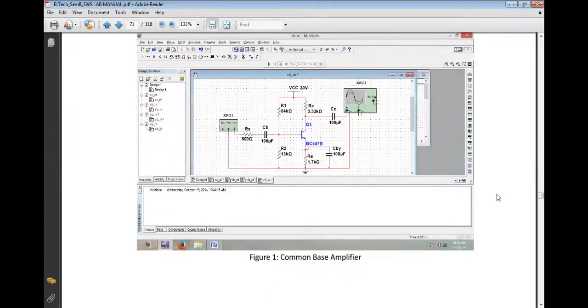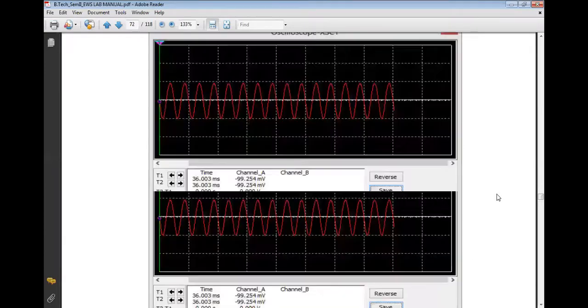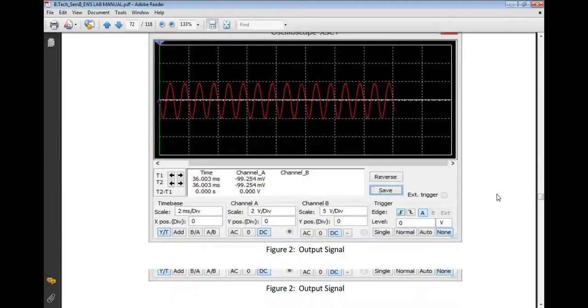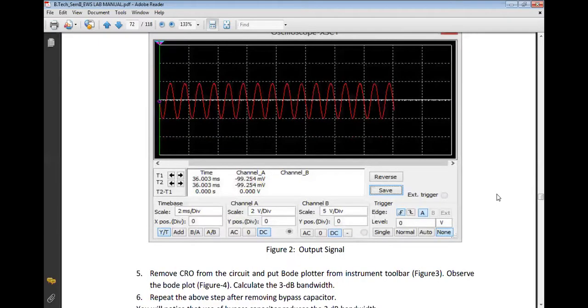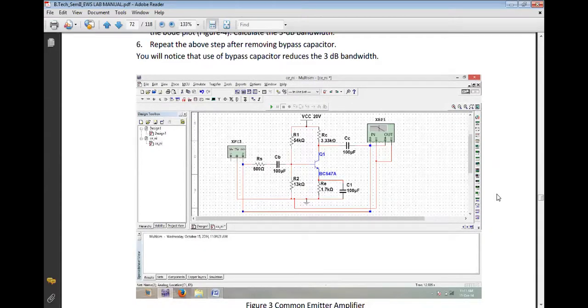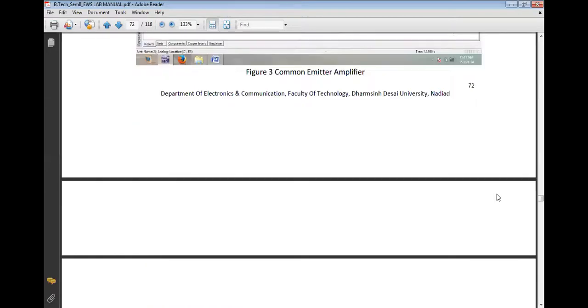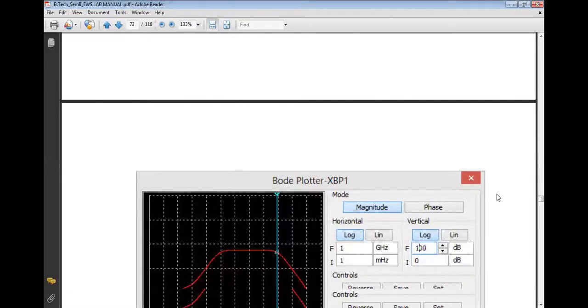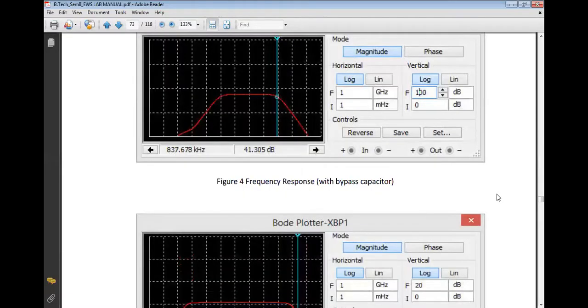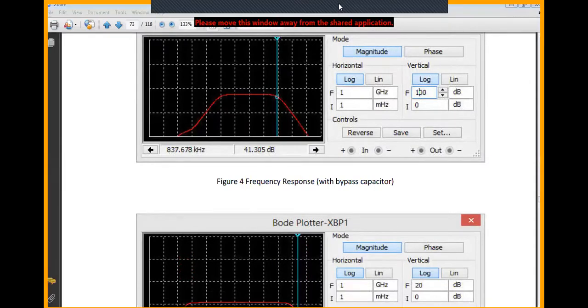Apart from this, I'm going to show you some snapshots of the output, how your output looks. This is your oscilloscope. Here you can see the output. And the procedure is only for the demonstration of what is known as a common emitter amplifier. We are going to represent the same thing in the live session. So this is the experiment that is required to be conducted in today's session, right?